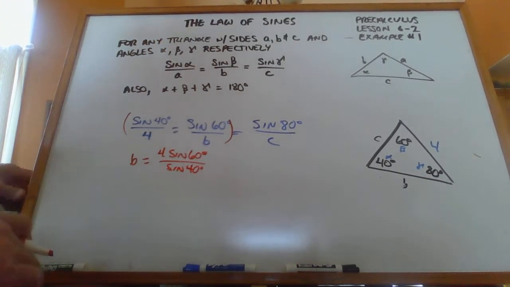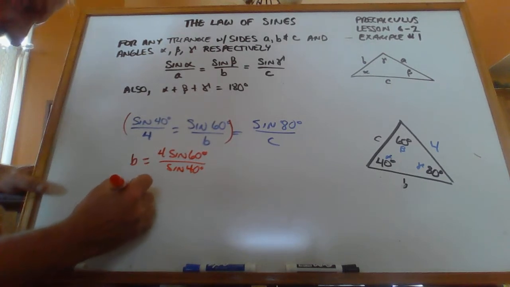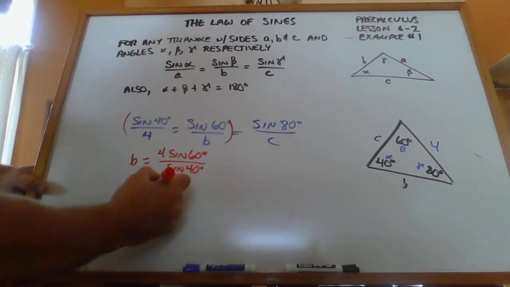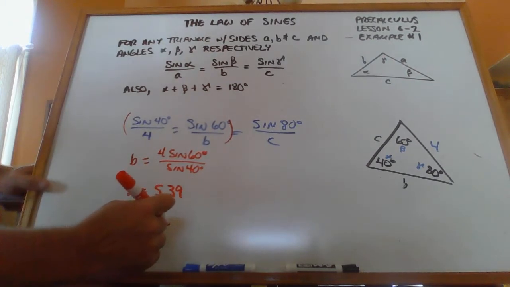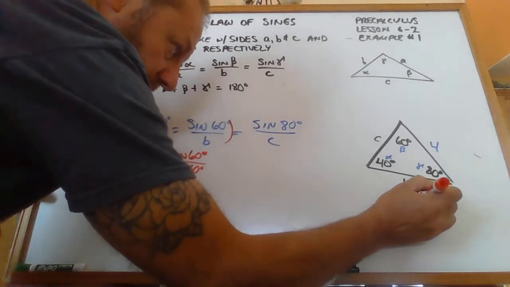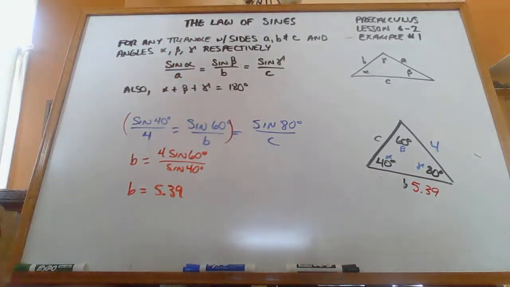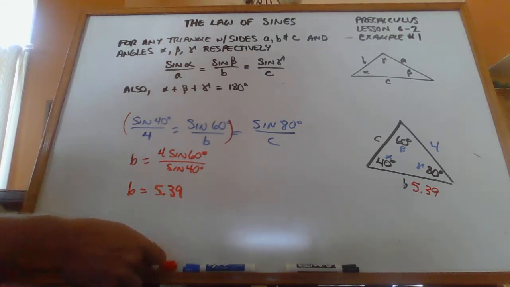And so I get out my calculator, and I make sure this is in degrees, and I go ahead and solve this, and this comes out to be 5.39. So I'm always going to want you to go label your picture. So we're going to go put a 5.39 over here. Okay. And then we're going to go on to the next part.